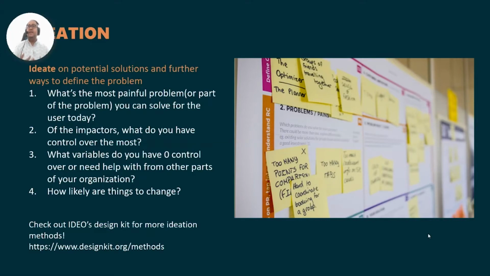As I jump in, I try to understand where my area of control is and where I need help when it comes to product management. The first part is what's the most painful problem, or part of the problem, that you can solve for the user today? That's what's going to help you prioritize down the road, as well as understand what area matches that perfect space where you have control, it's a painful issue for the user, and you want to solve it.